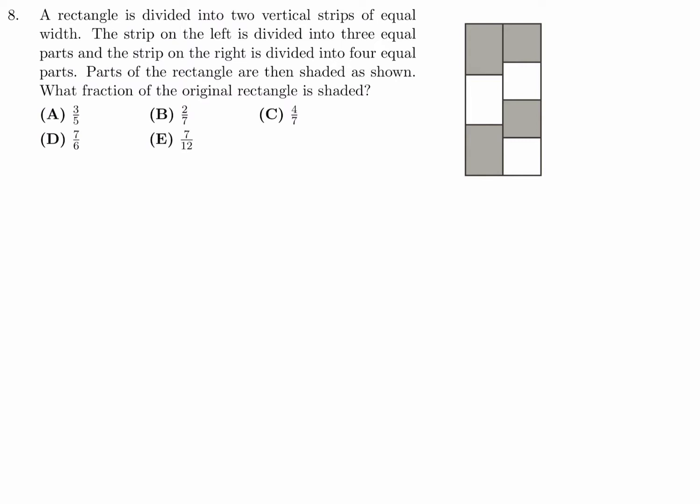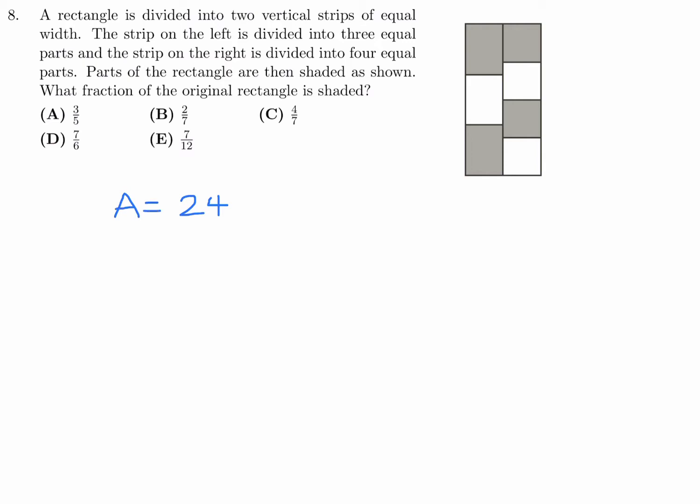A rectangle is divided into 2 vertical strips of equal width. The strip on the left is divided into 3 equal parts, and the strip on the right is divided into 4 equal parts. Parts of the rectangle are then shaded as shown. What fraction of the original rectangle is shaded? So instead of using x's and y's and all that, I'm just going to use numbers. This makes it easy. And I'll use a number that is going to divide evenly by 3, by 4, by 12, whatever, by 2. So I'm going to say that the total area of this entire shape is 24.